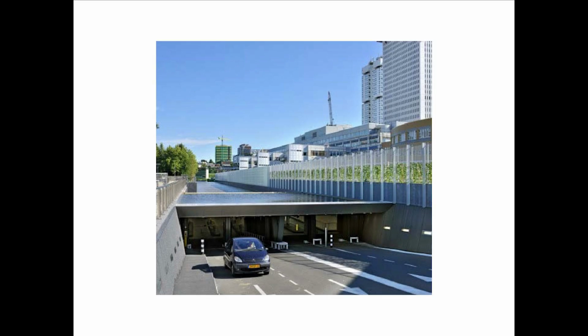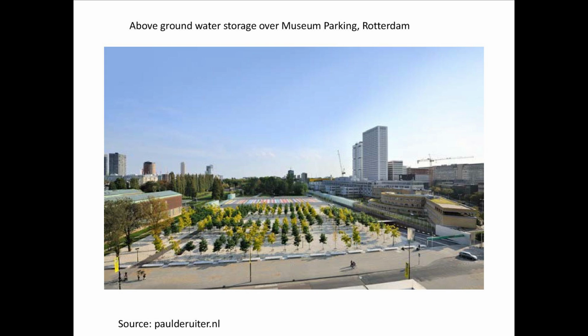Another innovation is the museum park. The idea here is it can hold about 1,150 cars, but if needed in a major storm event, it can also hold about 4 Olympic swimming pools of water that can be gradually released after an event. So the water is stored in the garage. This is a depiction of water storage above the garage.